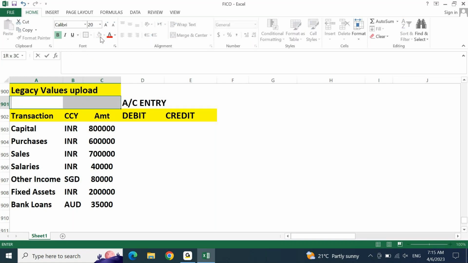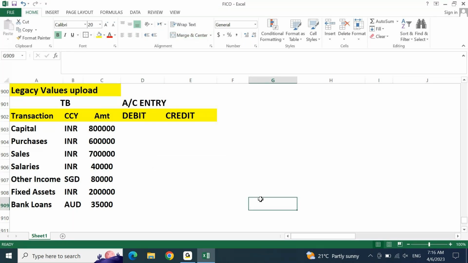In which form? TB. Trial balance. So slowly you have to start using shortcuts. In real time nobody will say trial balance in full, everybody will say TB. The moment somebody is talking about a TB, you have to understand they are talking about trial balance. Now, TB has a rule. What is the rule of your TB? Both sides should match. The amount should be zero.